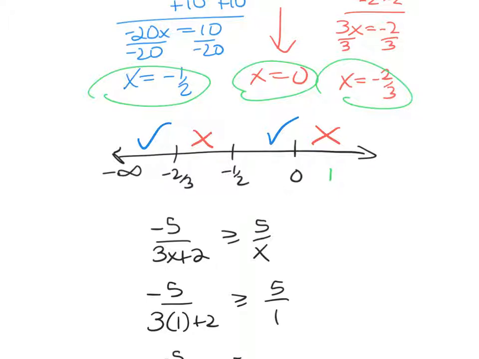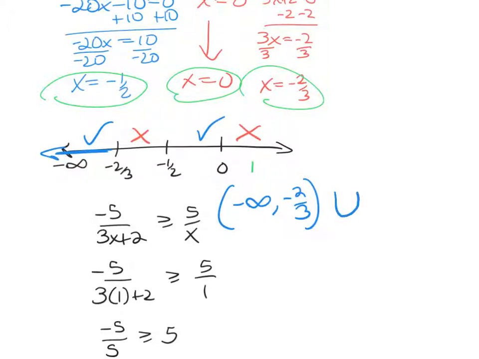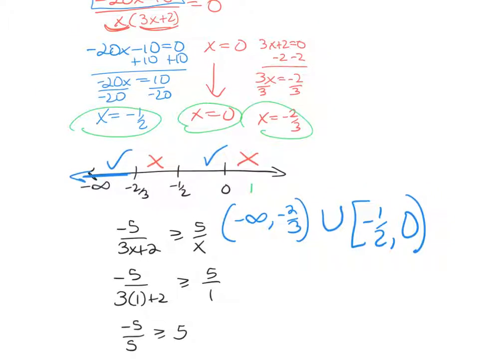So now, wherever there is a check mark, that is what's in my solution. So it's this section here. From negative infinity up to the negative 2/3. Now remember, that negative 2/3 came from the denominator, so change it to a parentheses. I'm going to union that with the negative 1/2. The negative 1/2 came from the numerator. And then it stops at 0, and it gets a parentheses because it also came from the denominator. And that's your final answer there.